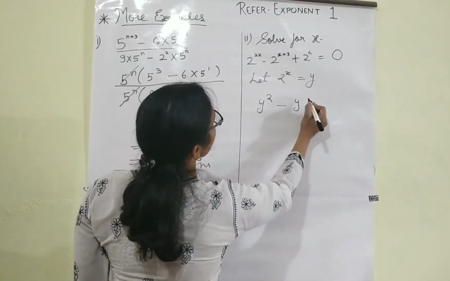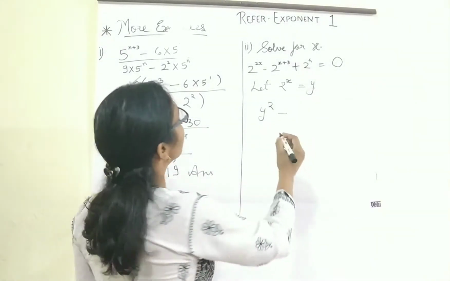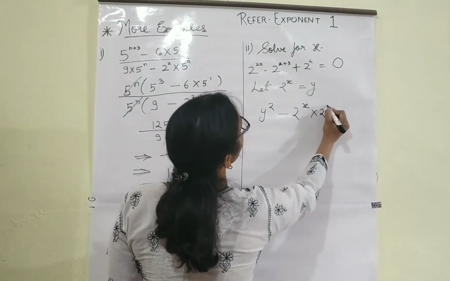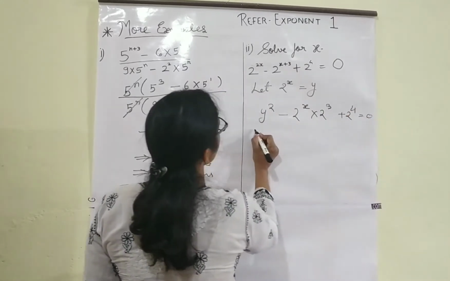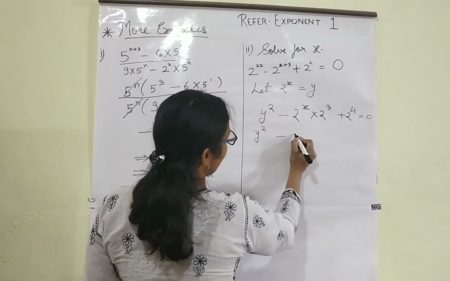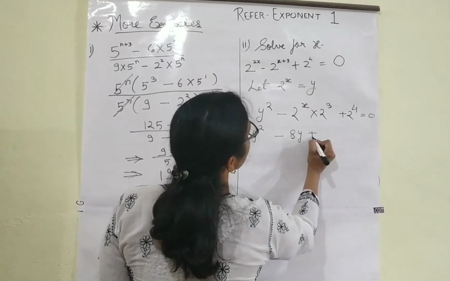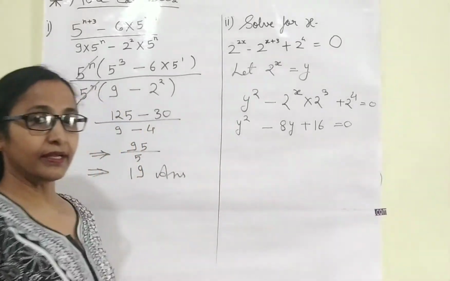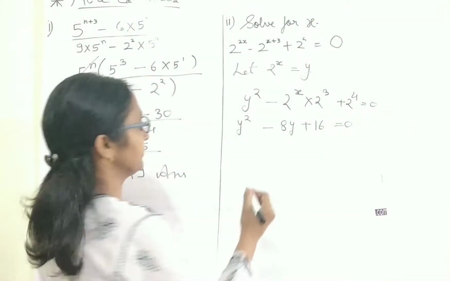Minus y power, it will become 2 to the power x into 2 to the power 3 plus 2 to the power 4 equals 0. So it became y power 2 minus 2 to the power 3, which means 8, 2 to the power x we have taken y, plus 16 equals 0. Now it became a quadratic equation and we have to solve it by splitting the middle term.